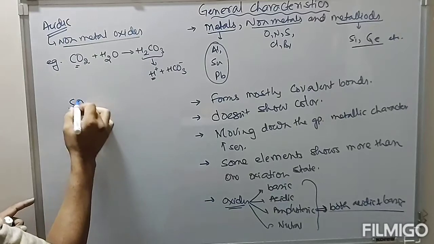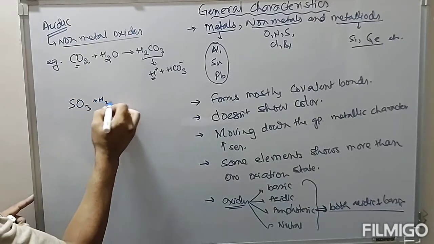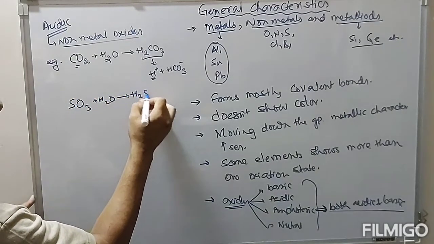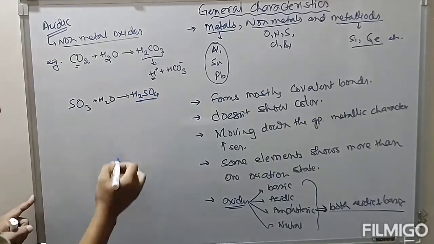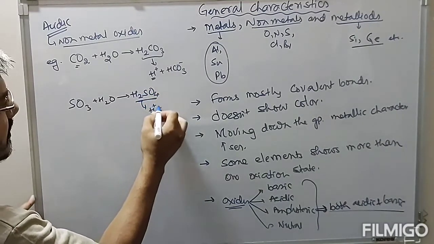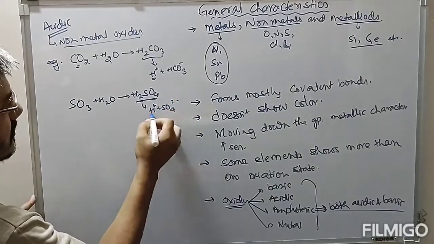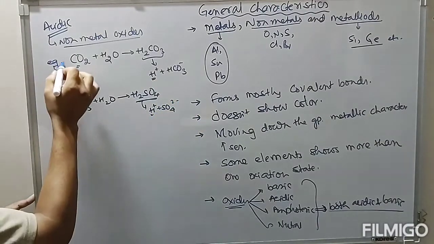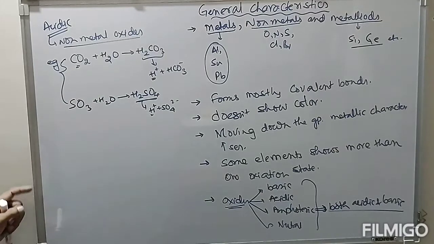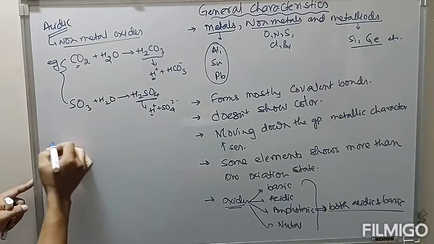We can also look at sulfur trioxide. When dissolved in water, this gives sulfuric acid, which is known as the king of chemicals. This ionizes to give H plus ion and sulfate ion. So these are examples of acidic oxides.